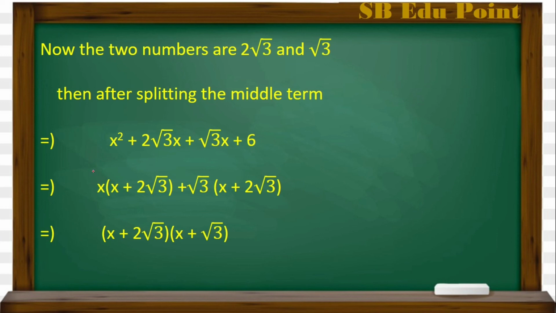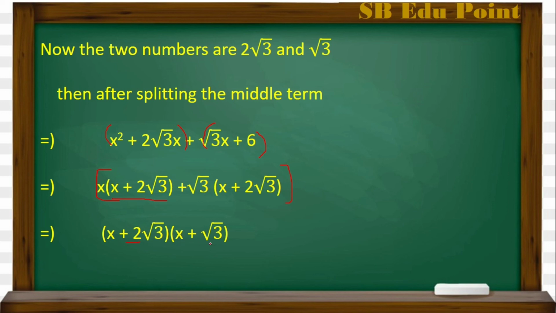So I have written the equation again, x square plus 2 root 3x plus root 3x plus 6. And now if I divide this whole equation into two parts, from the first part I can take x common and the terms left in the bracket will be x plus 2 root 3. And from the second bracket I can take root 3 common, so in the bracket x plus 2 root 3 will be left.